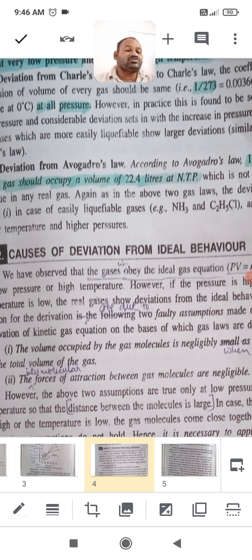However, the above two assumptions are true only at low pressure or high temperature, so that the distance between the molecules is large. In case the pressure is high or the temperature is low, the molecules come closer together and the above two assumptions do not hold. Hence, it is necessary to apply suitable corrections to the ideal gas equation so as to make it applicable to real gases.